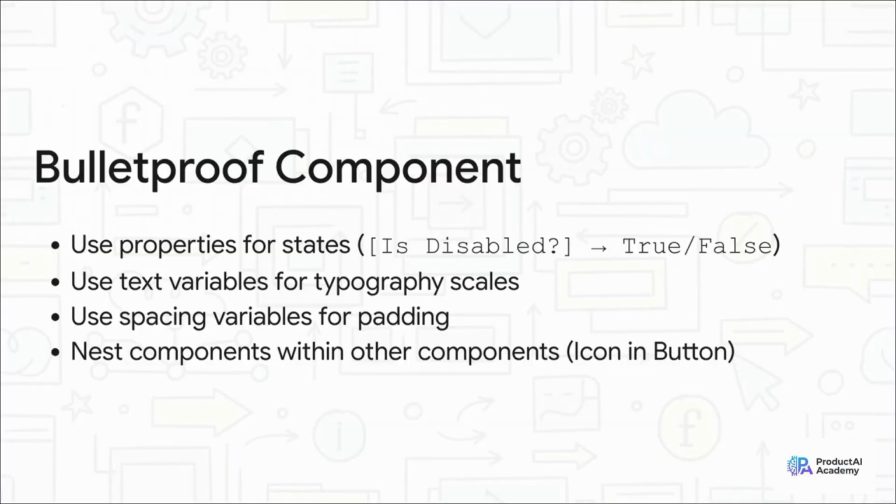Okay, let's break down the anatomy of a really robust, bulletproof component. First, use component properties like a simple true-false toggle for states like disabled or loading. This is way more efficient than creating dozens of separate variants. Second, always use your spacing variables for things like padding to keep everything consistent. And finally, nest smaller components inside bigger ones. It's like building with Legos. An icon goes inside a button. This creates this powerful, logical system where one small change updates everything correctly.